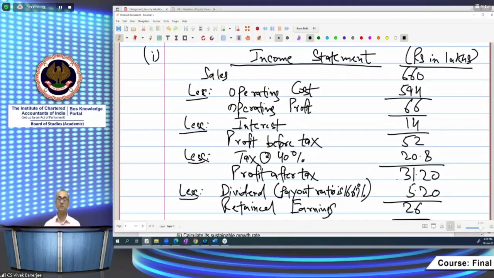Sales less operating cost. The sales figure we have calculated in the working notes, and the operating cost we have calculated in the working notes. So sales minus operating cost will be operating profit. Operating profit less interest will be profit before tax. The interest amount is calculated on the basis of the effective interest rate, that is 8%, and 8% is calculated on the total debt, that is debenture 125 plus bonds 50. From the profit before tax, tax is deducted to arrive at the profit after tax. From profit after tax, dividend is deducted to arrive at retained earnings.